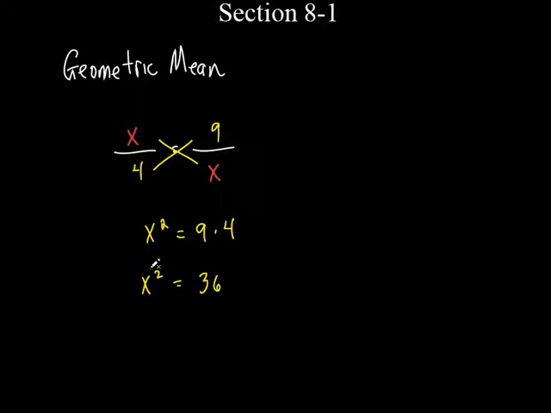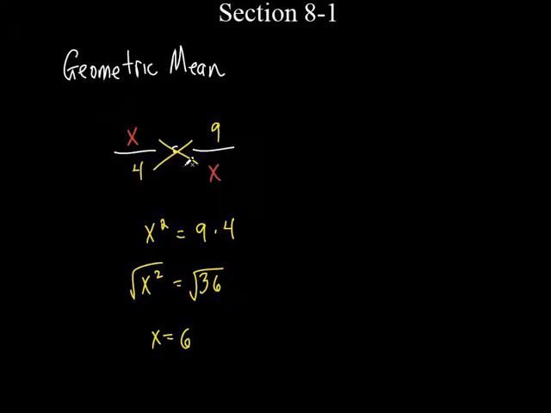And then, Lonnie, you said what? Square root both sides, okay? So you square root this, you square root this. What's the square root of 36? It's 6. Now, is that the real average between 9 and 4? No. Okay, it's a geometric average, okay? But don't worry about what that really means. Just know how to find it. That's all I care about right now, okay? Just know how to find it.